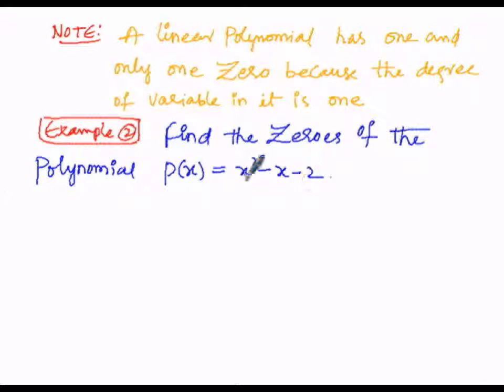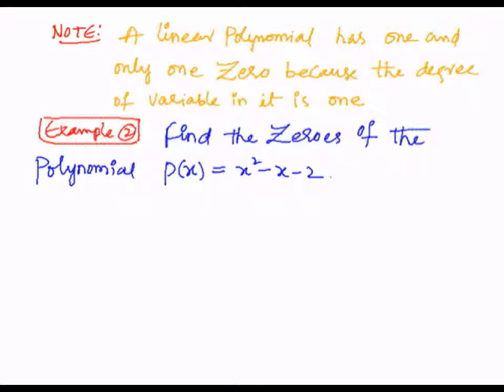Here the x square coefficient is 1 in the first case, the next coefficient is minus 1, and the constant is minus 2. So we have to find the zeros of the polynomial. The degree of the variable x is 2, so it has 2 zeros. Since the highest degree of this polynomial is 2, this polynomial will have 2 zeros.